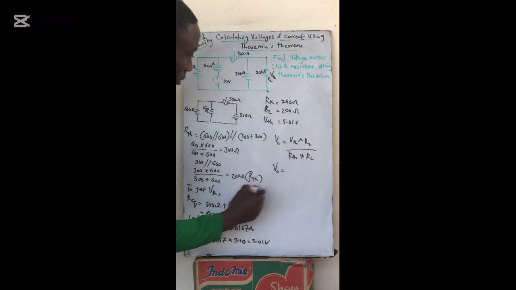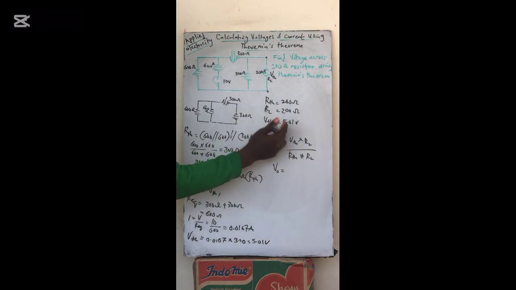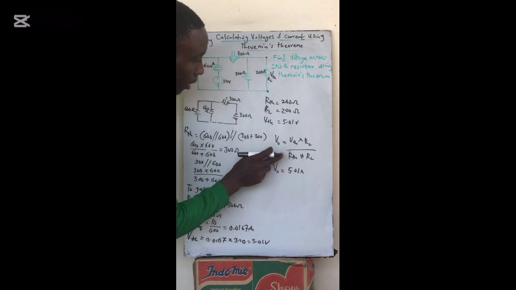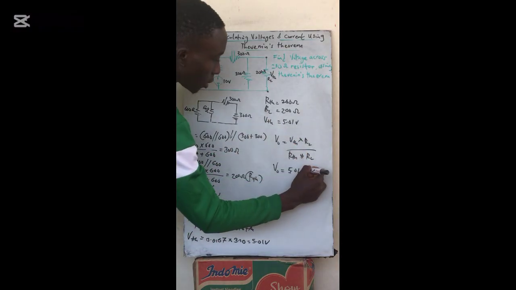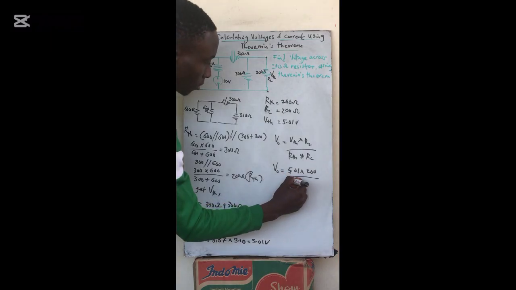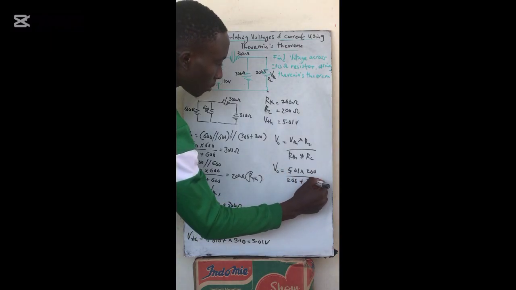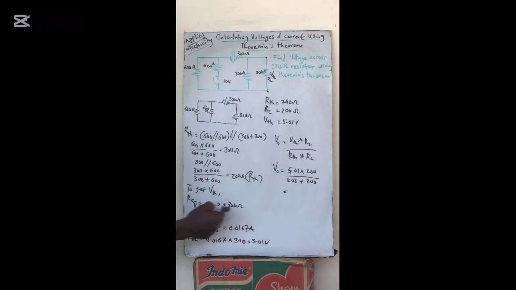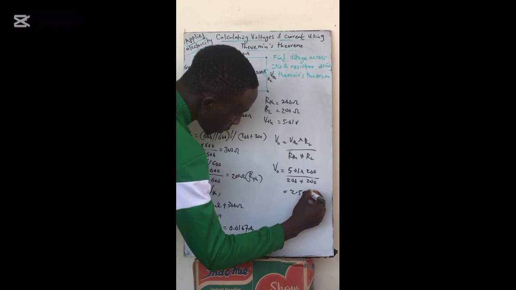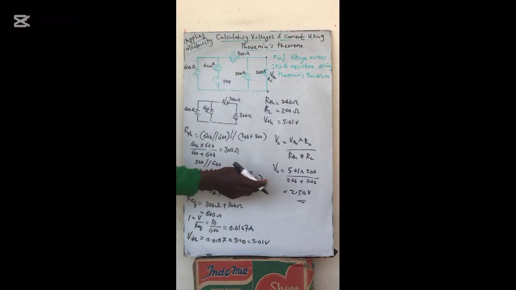So you have V equals our voltage Thevenin, which is 5.01, multiplied by our RL, which is 200, over RTH, which is 200 plus 200. So let's calculate that on our calculator. We are going to be having 2.50 volts. So this is the voltage we are asked to look for. This is just the first part, and we are going to be moving to the second part.